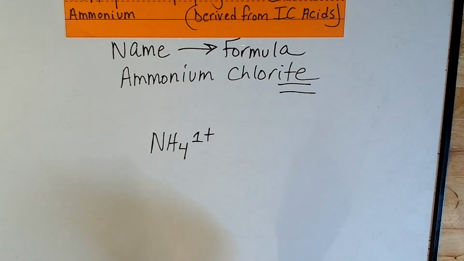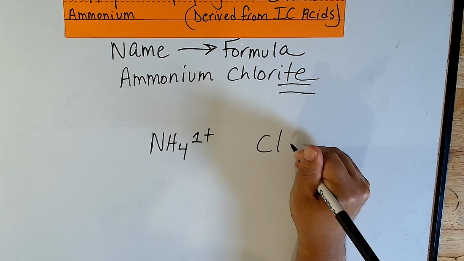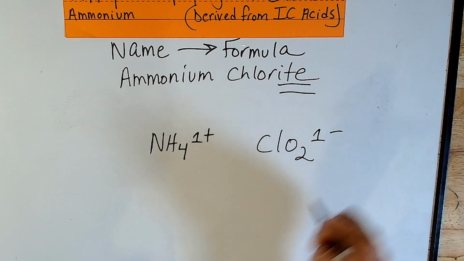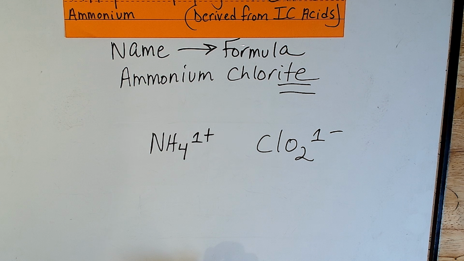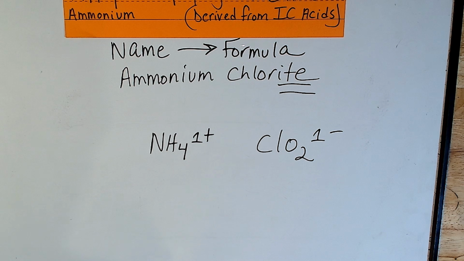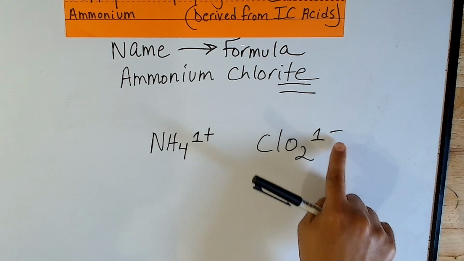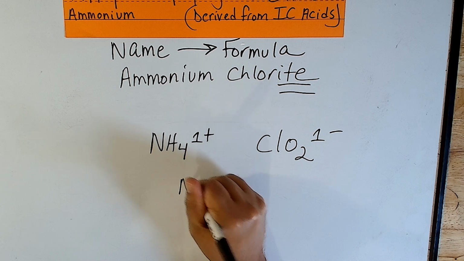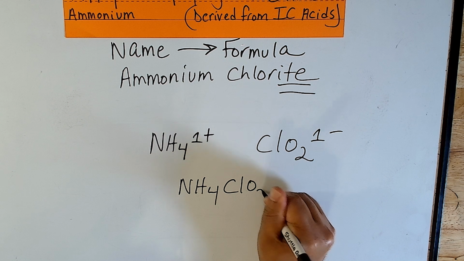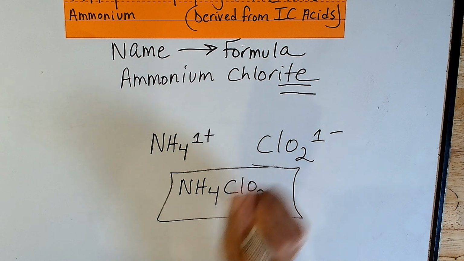So it would be ClO2-, or 1-. Since both charges have the same number, I'm talking just about the number, not the signs, then we write the chemical symbols together to make the formula. Why? Because opposite signs will cancel each other. So this is going to be my chemical formula.